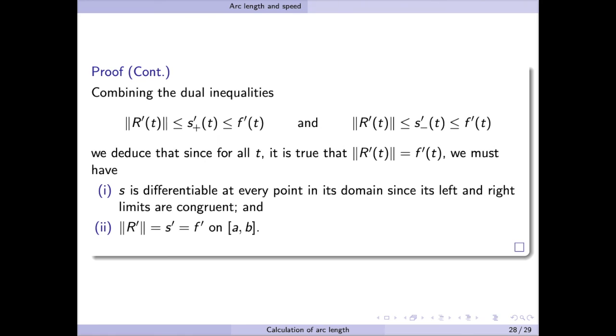We deduce that for all t, the right derivative of s and the left derivative of s are equal to each other. And since it was shown earlier that the norm of r prime was equal to the norm of f prime on AB, on AB we have the norm of r prime equals s prime, which equals f prime. This completes the proof, thereby giving us a means of calculating the arc length of a curve with a continuously differentiable parameterization using the speed of the parameterization.